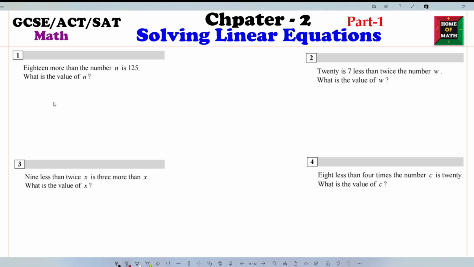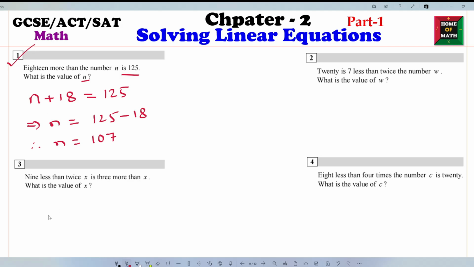We already talked about the question. Now look, 18 more than the number n. So n is also a number, and 18 more means n plus 18 is 125. It equals 125, and we have to find the value of n. So we can write n equals 125 minus 18. So n equals 107. First question done.